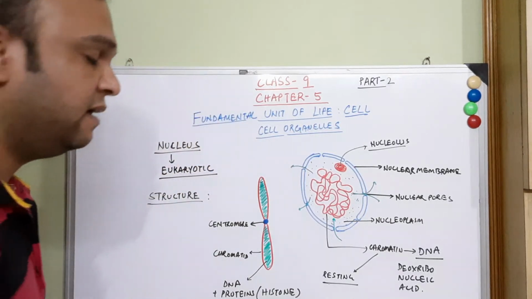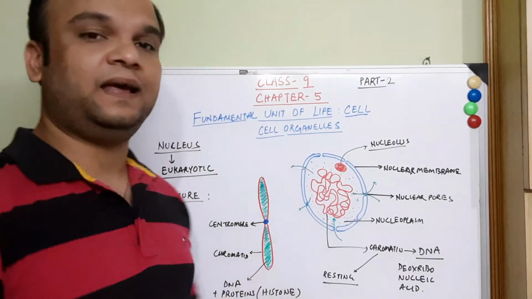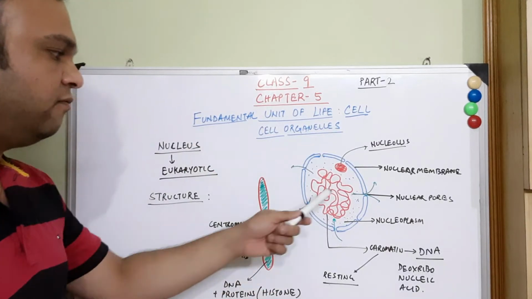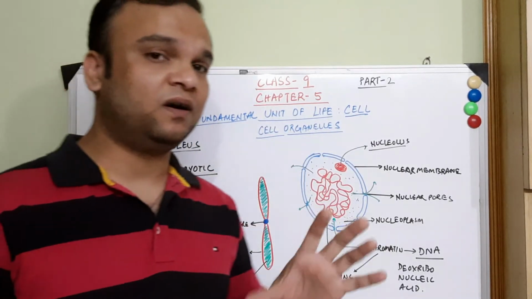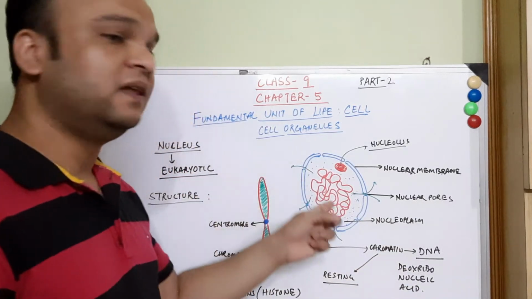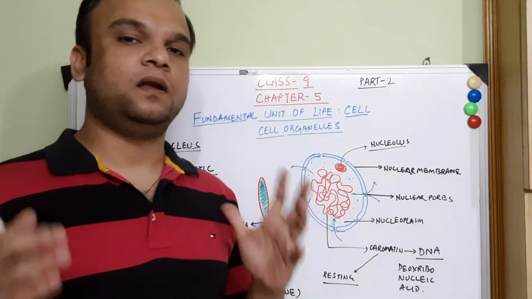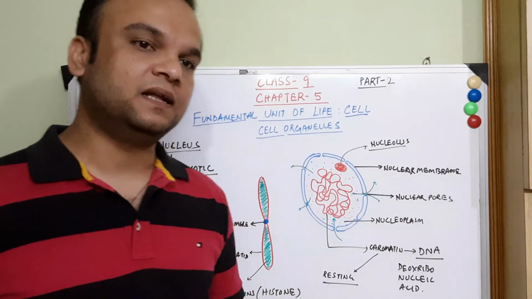When are these chromosomes formed? These chromosomes are formed when the cell starts to divide. Okay? When the cell is not dividing, these chromosomes remain in the chromatin form, and in chromatin we cannot identify the chromosomes in the chromatin stage. So this was the structural composition of a nucleus in the eukaryotic cell.